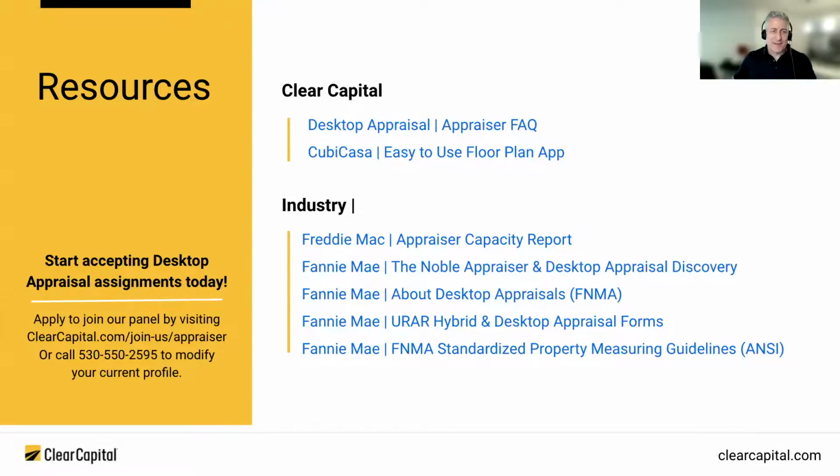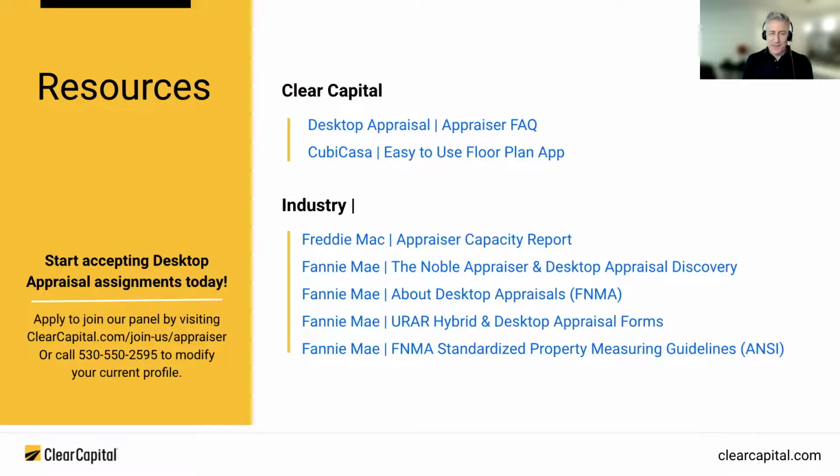Sure, as promised. So here are some Clear Capital and industry resources that we think you're all going to find very helpful. We'll begin at the top, a couple of Clear Capital resources. We put together a desktop appraisal FAQ that is comprised of both FAQs taken from Fannie Mae documentation, as well as information regarding our desktop data collection specifically. So getting started with Clear Capital and how Clear Capital is going to work with you on this process, that's a great resource at the top.